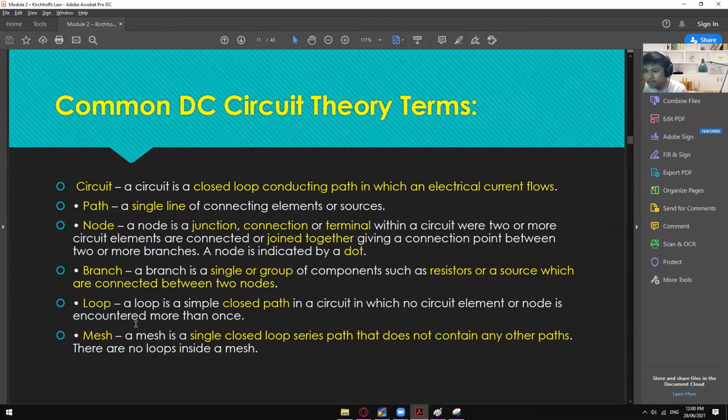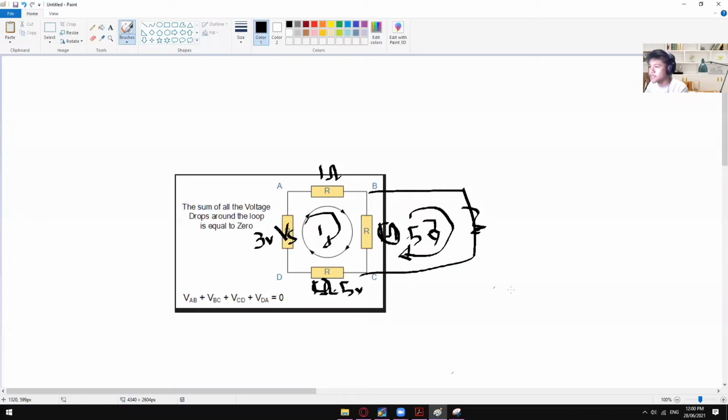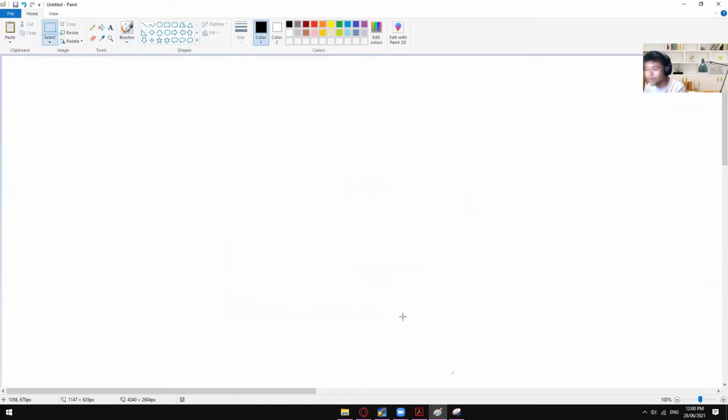For the mesh, this one is kind of similar to the loop. But a mesh is a single closed loop series path that does not contain any other paths. So there are no loops inside the mesh. Let me give you a real quick example comparing a loop versus a mesh.